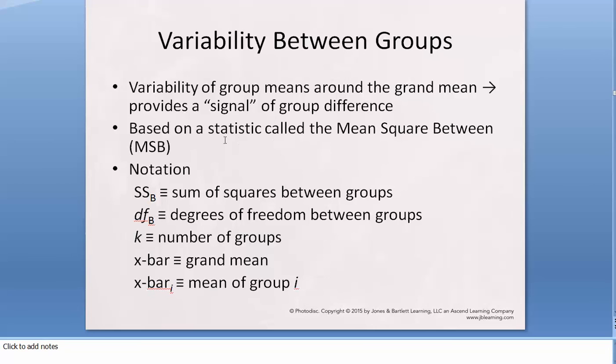Now that statistic is called the mean square between groups, MSB. B stands for between. We need to pay attention to this last letter: B means between, and within will have a W in it. First of all, you will get the sum of squares between groups, very similar to standard deviation, and then there is something called degrees of freedom between groups. Here we are understanding the notation. K stands for the number of groups, X bar is the grand mean, and X bar i is the mean of group i. So just be familiar with this notation.